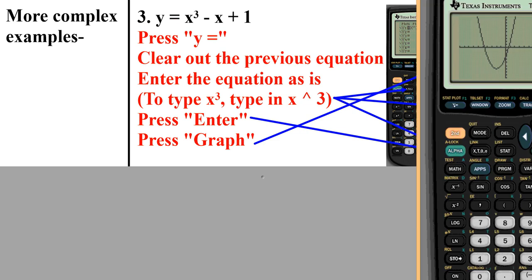So we'll go to the y equals screen again, clear out our function. Okay, then we're going to type in x, and then this caret key over here raises it to the third power. So that is x cubed. And then minus x, and then plus 1. Then we're going to hit enter and graph. And this one kind of looks like a snake, okay?